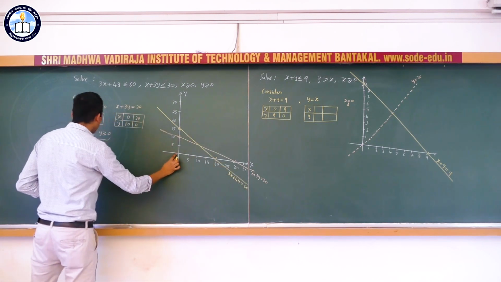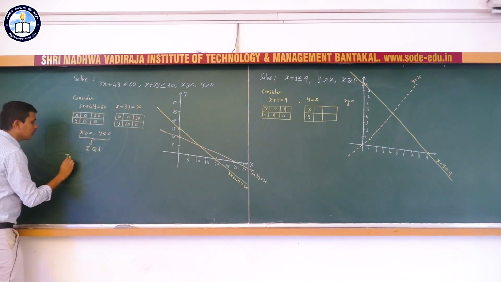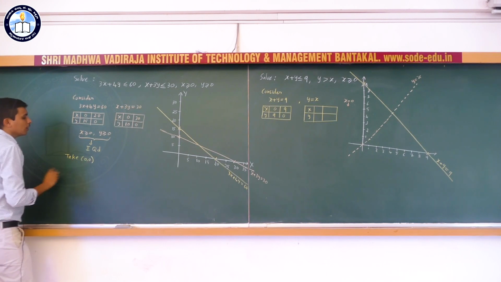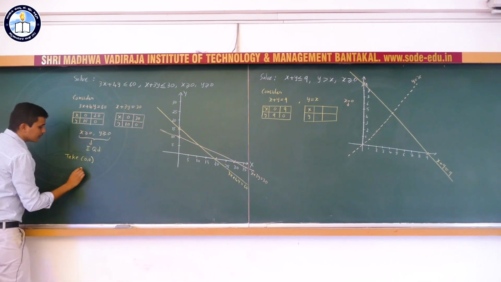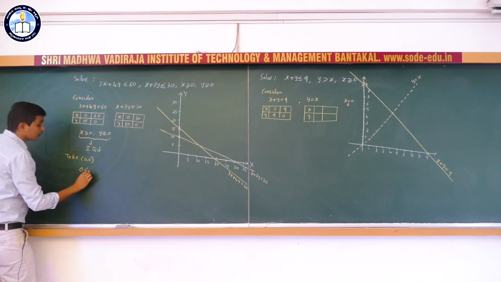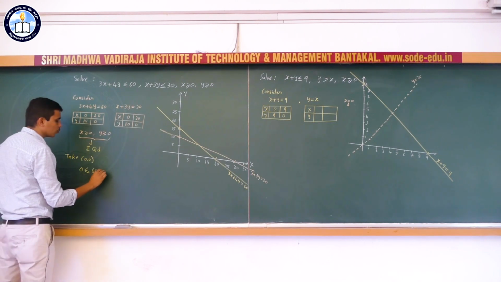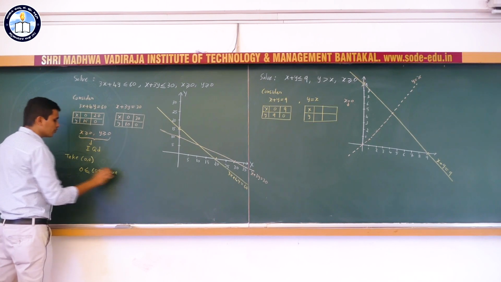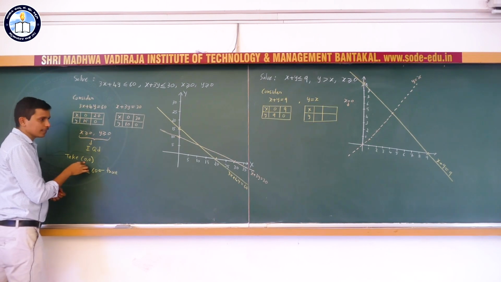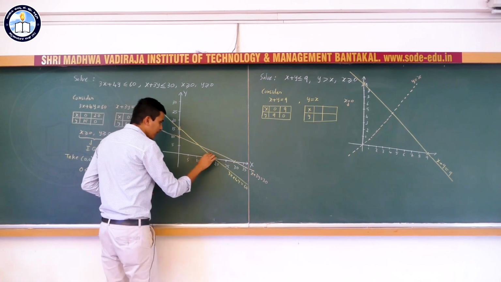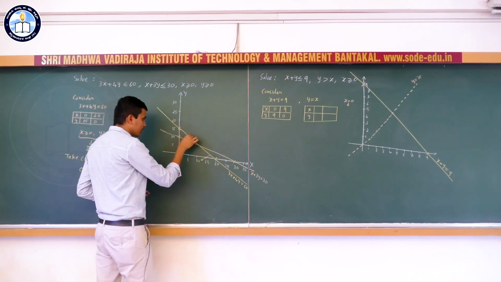So I can use 0, 0 for inspection, right? If I substitute here, 0 is less than or equal to 60. Whether 0 is less than 60, yes, it is true. So that means 0, 0 is needed in my solution region, because it satisfies. So that's why this side becomes your solution region.